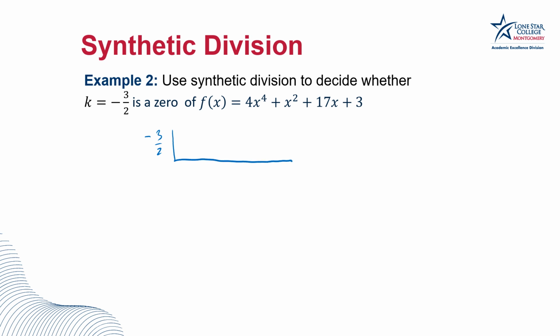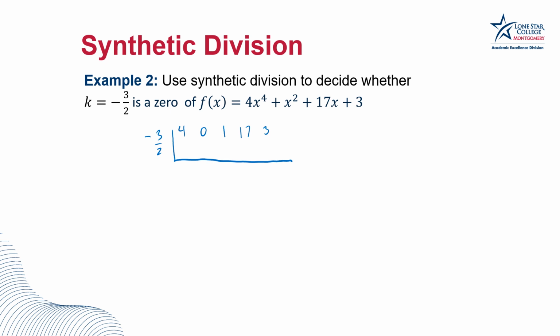The inside is the coefficients of our function here. But again, notice there is no x to the third term. So when we write on the inside of synthetic division, we have to put a 0 in place of the x to the third term. So we have 4, 0, the x squared coefficient is 1, 17x is 17, and the constant is 3.